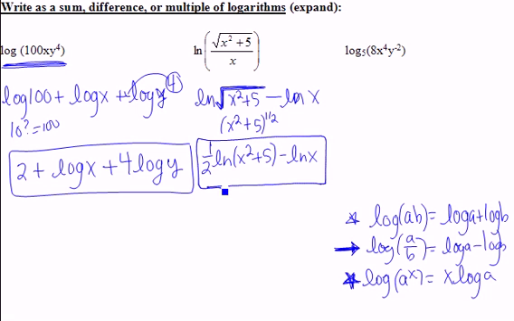Now, some people are tempted to change this x squared plus 5, but we don't have a property for the log of a sum. We only have product, quotient, and power. So this is done at this point.